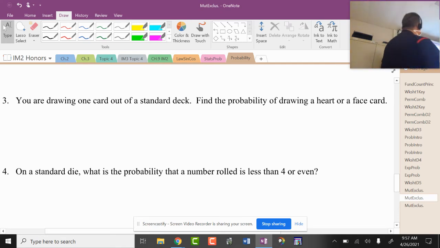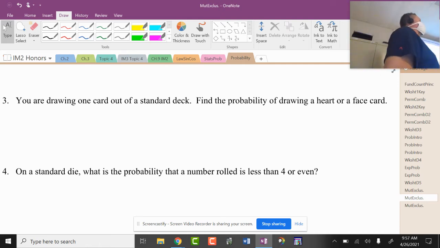Right now, you're drawing one card out of a standard deck. Yeah, I guess that's good that they tell you that. But remember, with ors, you're only ending up with one card in your hand. Find the probability of drawing a heart or a face card. What instantly is problematic with that?